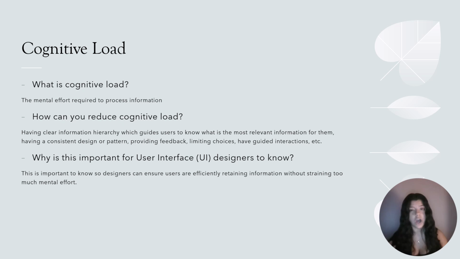So, what is cognitive load? Cognitive load is just the mental effort required to process information. How can you reduce cognitive load? You do this by having a clear information hierarchy, which guides users to know what is the most relevant information for them. Having a consistent design or pattern throughout the interface. Providing feedback, limiting the choices for users. Having guided interactions, etc.